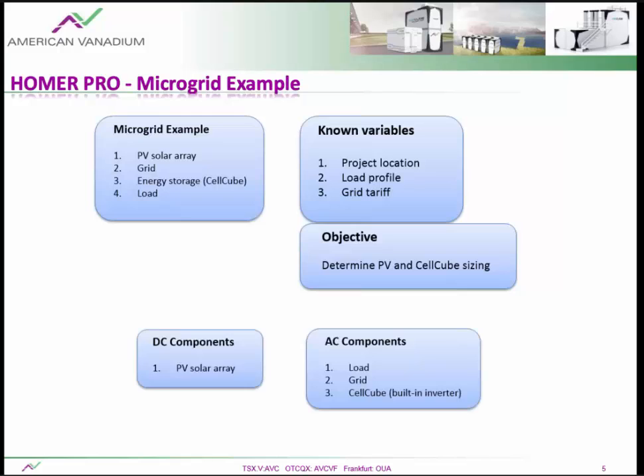So one thing to note is understanding the DC components and also the AC components. The PV is DC, which is commonly known. AC components are load and grid. And special cases with the cell cube, because it's a turnkey solution, the inverters are already built in, we'll treat this as an AC component. And there's a bit of a unique procedure to understand in order to implement this into Homer, which I'll elaborate on later.